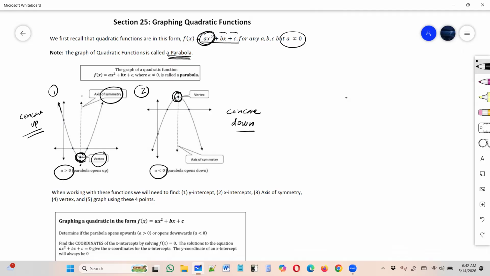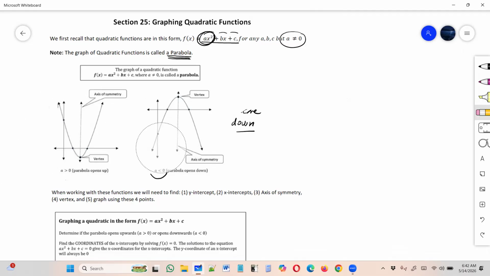So when we graph a parabola, we are interested in the following points. I'm going to erase here for you to see. I'm going to use just the concave down example, but it's the same for both. We need to find this location here, which is the y-intercept. We need to find these two locations, if they exist, called the x-intercepts. This is where the parabola crosses the x-axis.